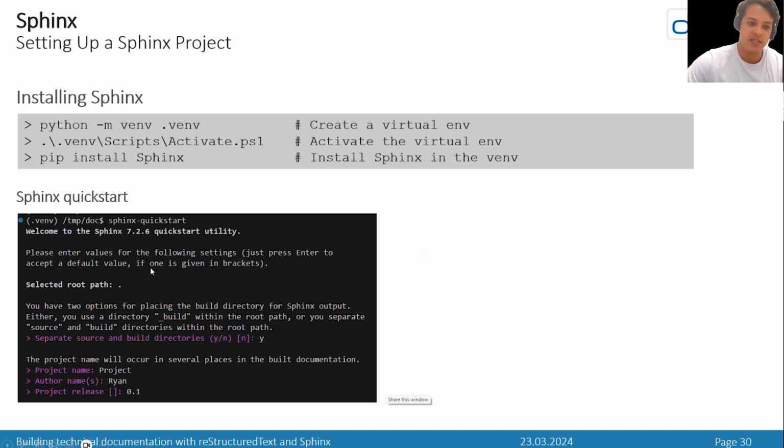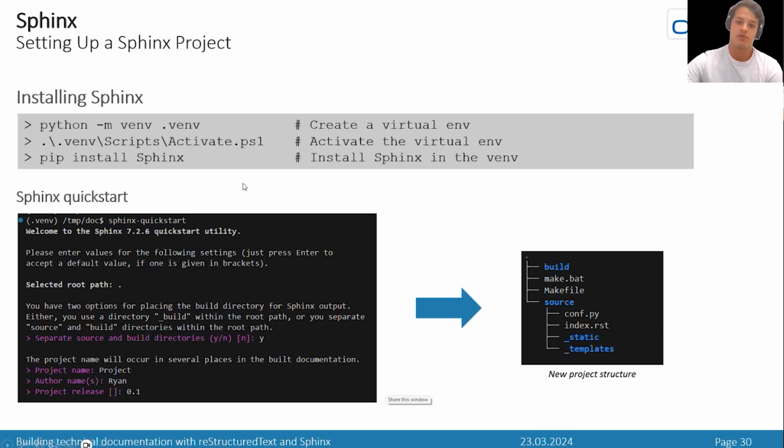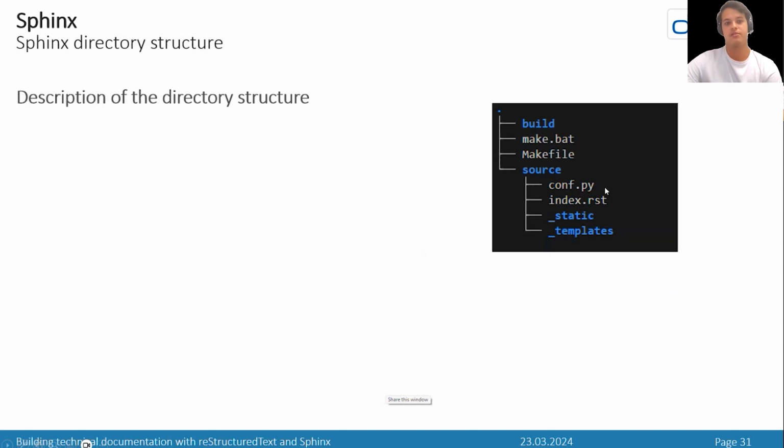It will simply ask me a few questions, like the project name, the author name, and the project release. When I have answered all of these questions, it will create a structure for my documentation project. Let's describe this directory structure. The first directory is the build directory. This directory will contain the documentation once we build it.